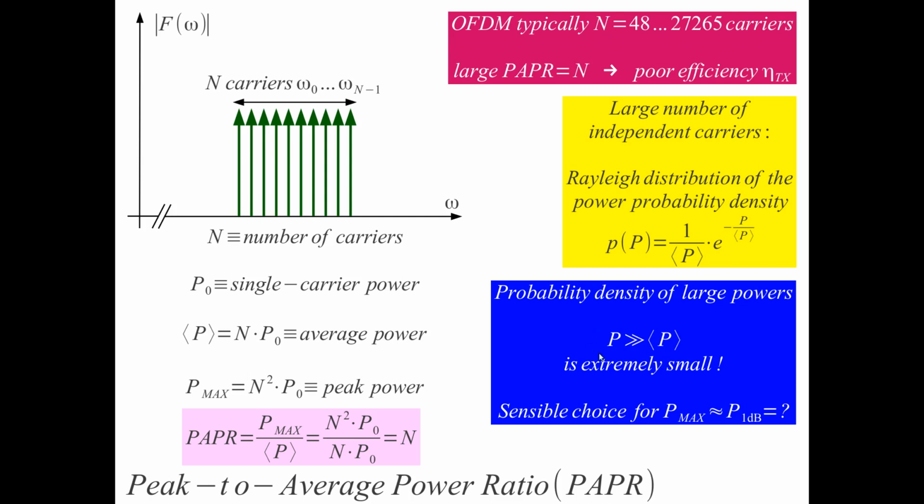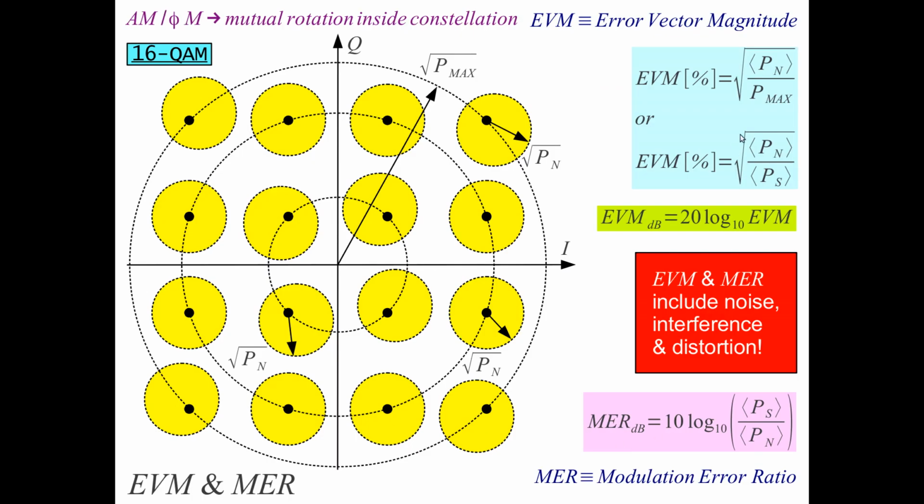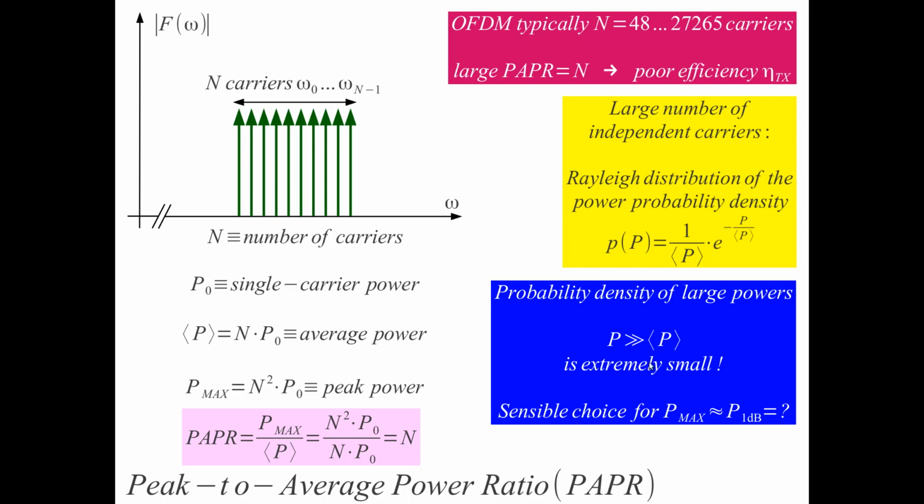So if this probability is extremely small, does it make sense to actually amplify signals out to the Pmax obtained here? Because if we clip the signal not reaching Pmax, we are going to add some distortion, but that distortion may be low enough for the required error vector magnitude or modulation error ratio. So we may tolerate some distortion caused by the output stage, by the transmitter output amplifier, because we are almost never going to reach that theoretical maximum power, especially with large numbers of carriers.